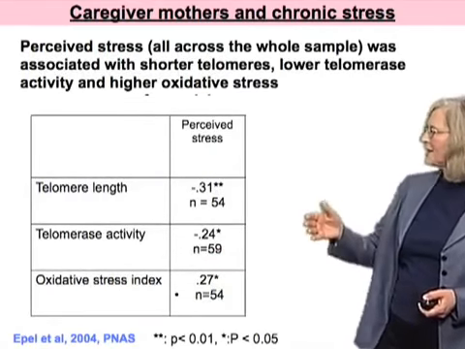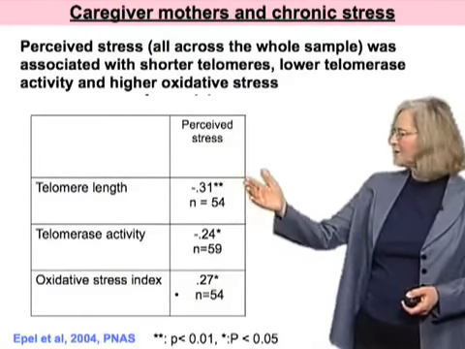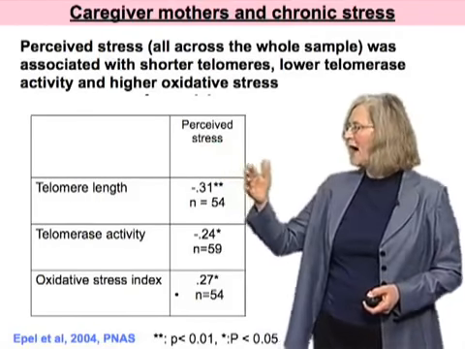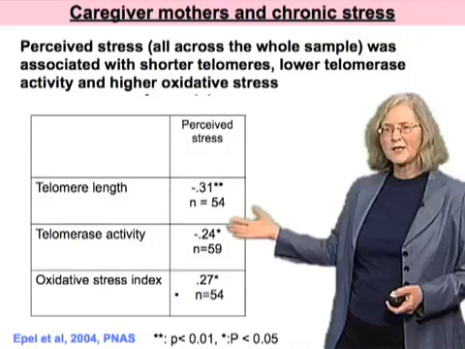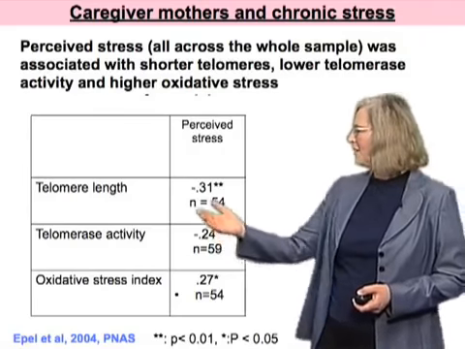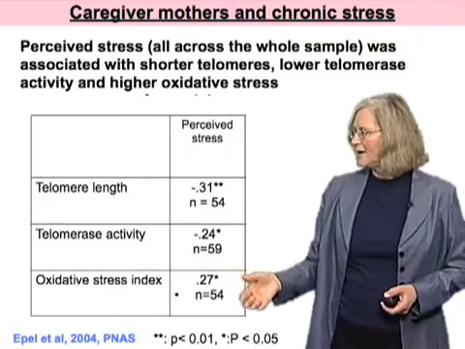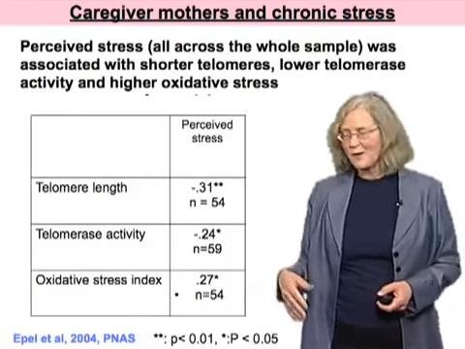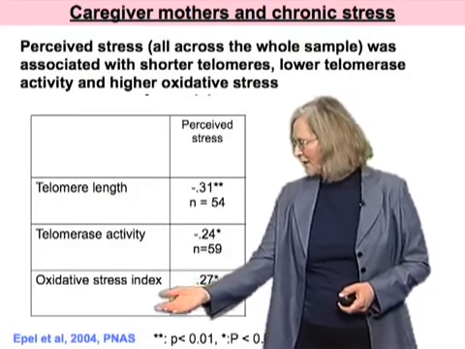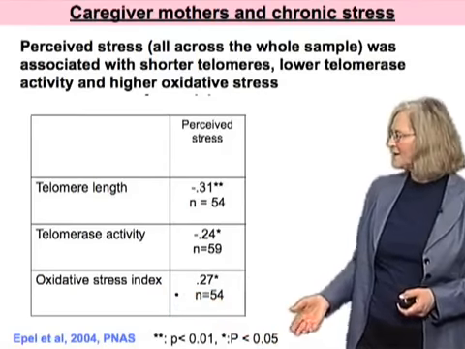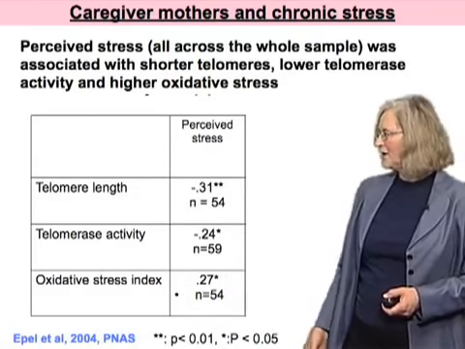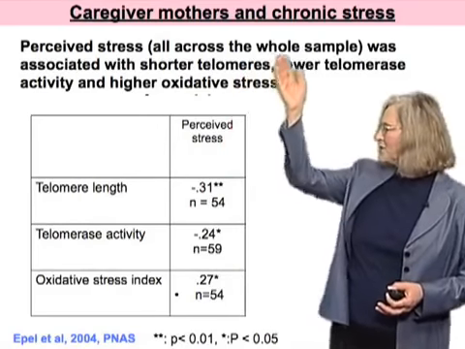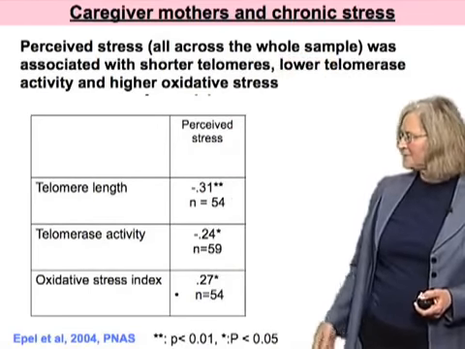Okay, so what was interesting was that right away one could see that quantitatively the worse was the perceived stress, the higher the score of perceived stress, that is, the worse it was, the lower was the telomere length, the lower was the telomerase activity by this assay I've told you about, and actually the higher was the oxidative stress index, right across the range, across the entire sample that included the control mothers and the caregiving mothers.